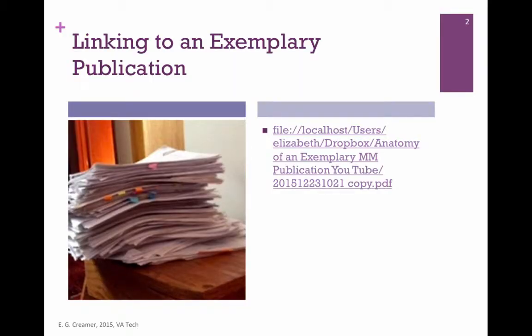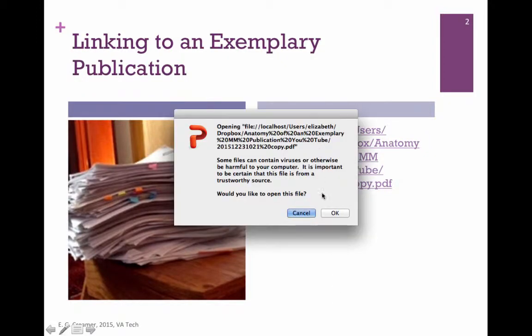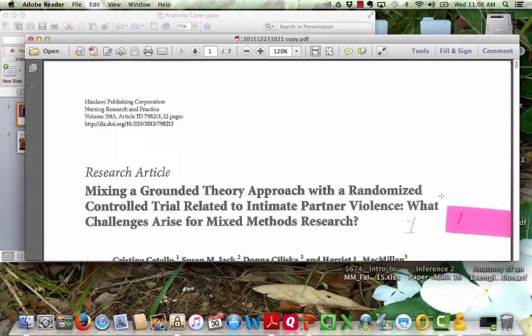You can see from the stack on the left, one of the points I'm trying to make is that it's really kind of difficult to find a publication that is exemplary throughout. It's not so hard to find ones that are good research or examples of good use of mixed methods, but to find one that really emphasizes transparency or methodological reflexivity throughout the research publication is a little bit more difficult to find. I've chosen a publication from one of those that I have used in my book by Catello and her colleagues.